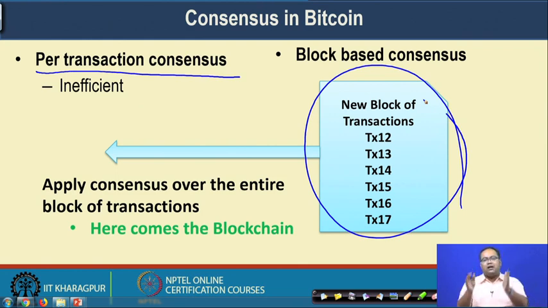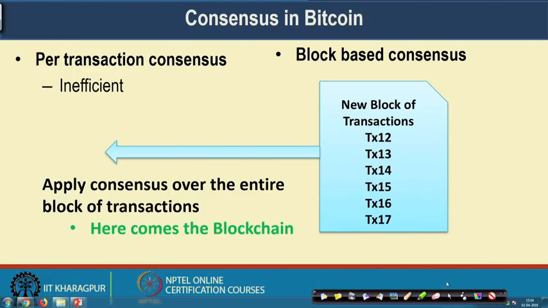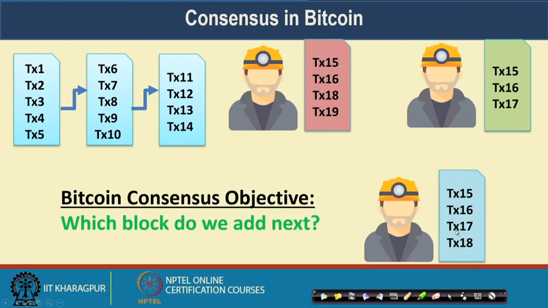So, you do not need to run the consensus for every individual transaction, rather you run it for a block of transactions. Here comes the concept of blockchain, that we are representing the transactions in the form of blocks, and we are not representing them in the form of a transaction chain, rather in the form of a blockchain, for an efficient implementation of consensus. So, that is the objective of the Bitcoin consensus algorithm.